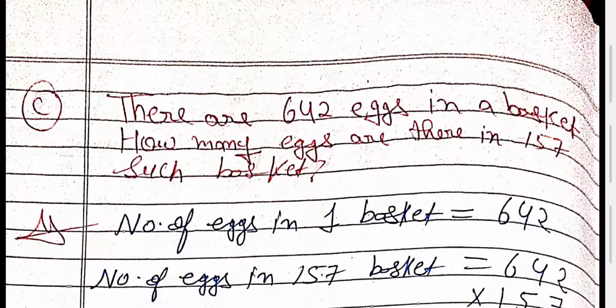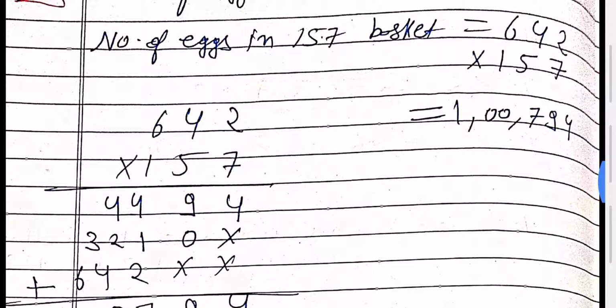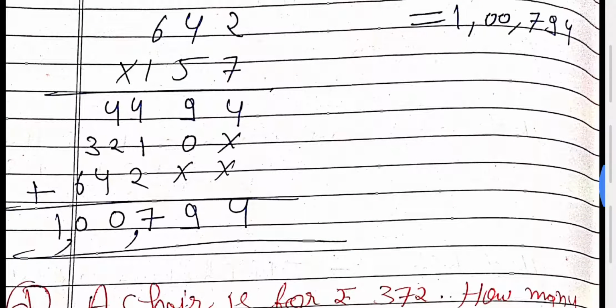And for more, what do we do? Simply you multiply, and then you will get your answer. So just write it like that. Number of eggs in one basket is 642. Number of eggs in 157 baskets will be more, so you have to multiply. Just let me show the calculation in rough here. 7 twos are 14, 4 carry 1. 7 fours are 28 and 1 is 29, carry 2. 7 sixes are 42 and 2 is 44. Now do the cross. 5 twos are 10, 0 carry 1.